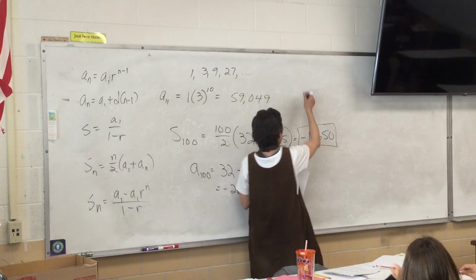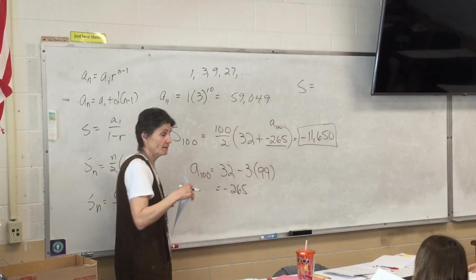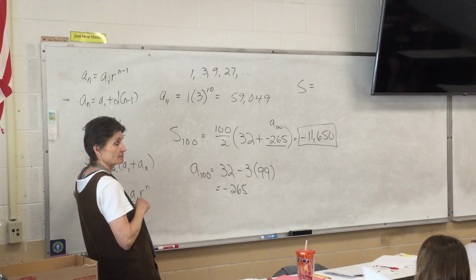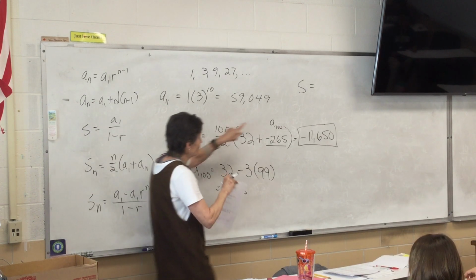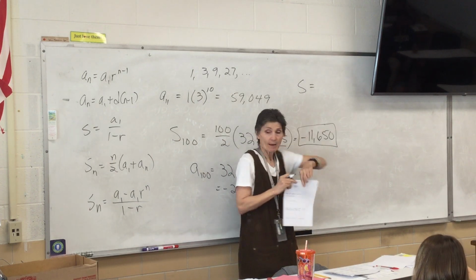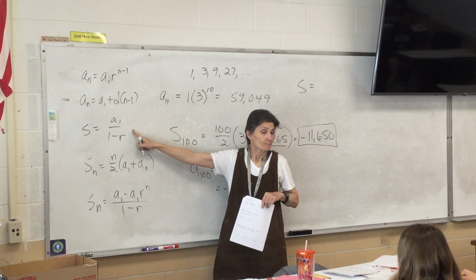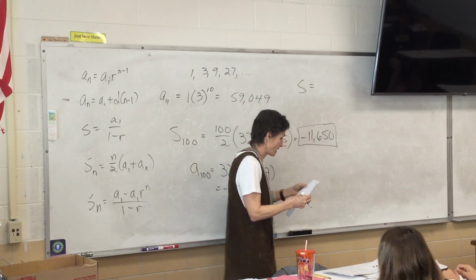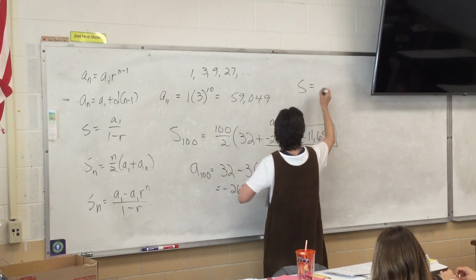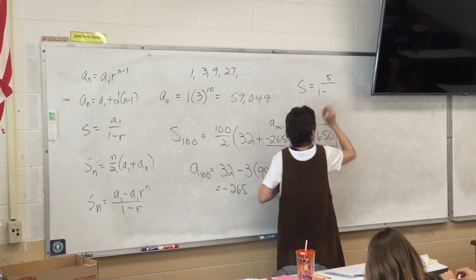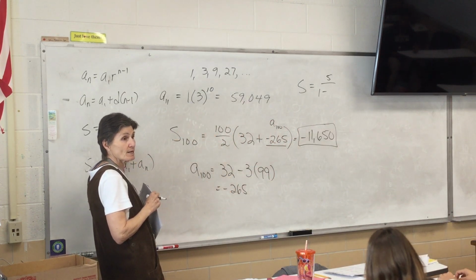All right, find S. Well, you only have one formula that says S, right here. There's no sub on that. There's no little number down here. So that means you're using this one. Okay, so what do I need to know? For that formula, I need to know my first term, which is 5. And then I need to know my ratio.